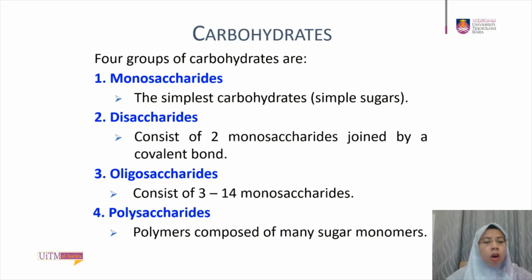Okay, next is the oligosaccharide. This oligosaccharide may be new for you. They consist of 3 to 14 monosaccharides. And the last one is the polysaccharide. It's a polymer composed of many sugar monomers.